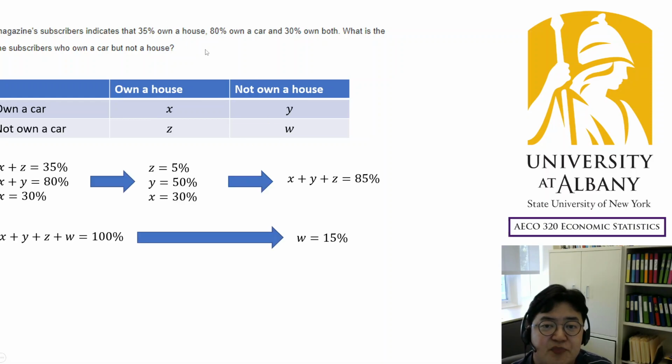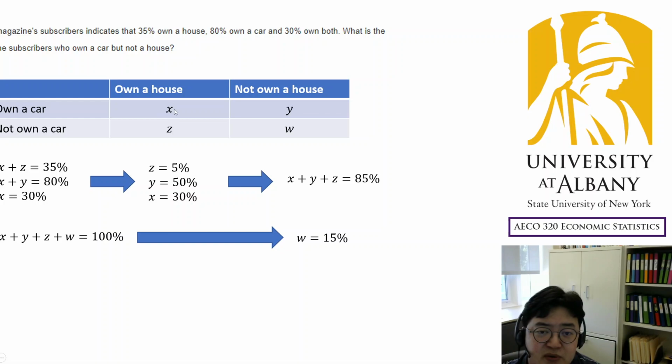So, like this. First, 35% own a house, which includes x and z. So house owners include these 2 types. And 80% own a car. So car owners include x and y. So 80% equals x plus y, right? And 30% own both, which is x. So 30% is only this type because they own both a house and a car.